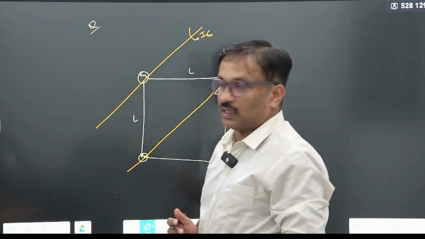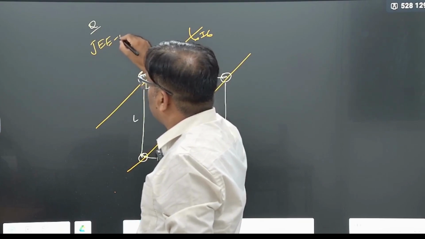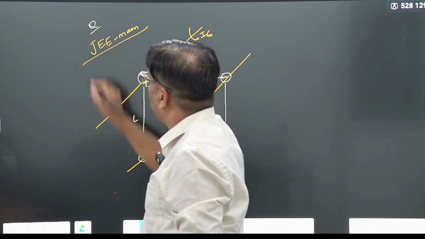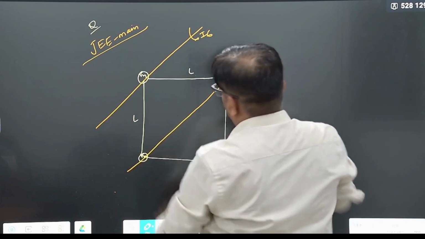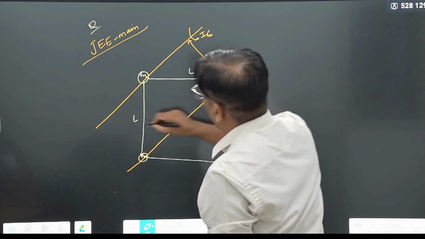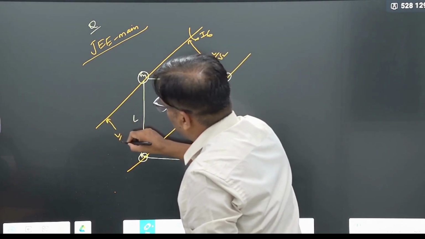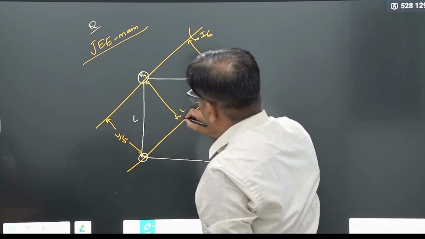This is asked in the recent JEE Main examination. This is your JEE Main question, right? So now we'll see what is this distance now. This distance is nothing but L by root 2. This perpendicular distance you can write down L by root 2. This distance is nothing but root 2 into L.